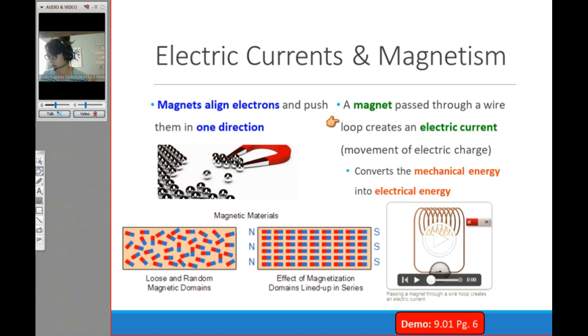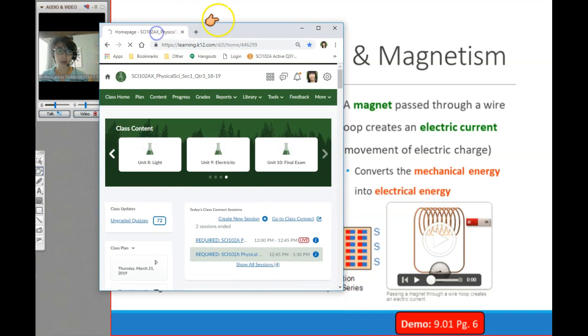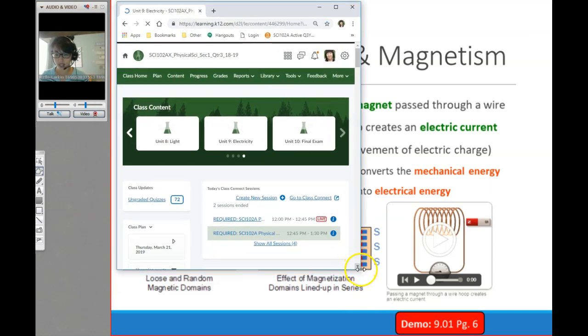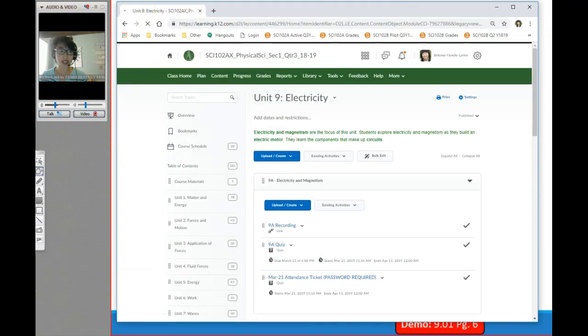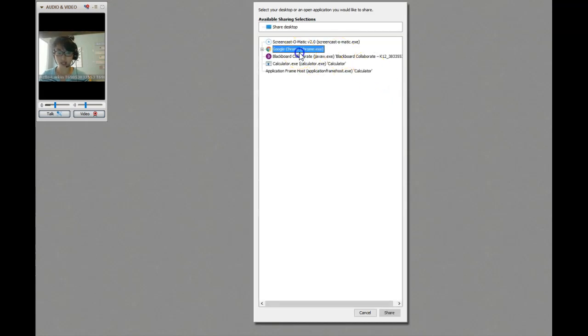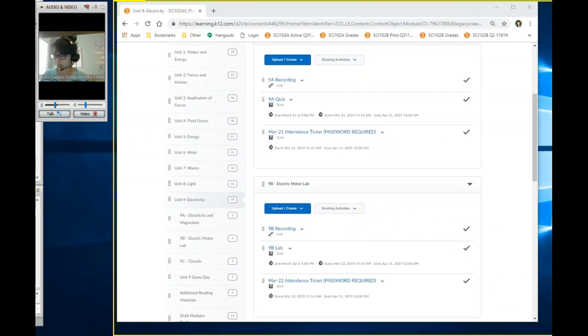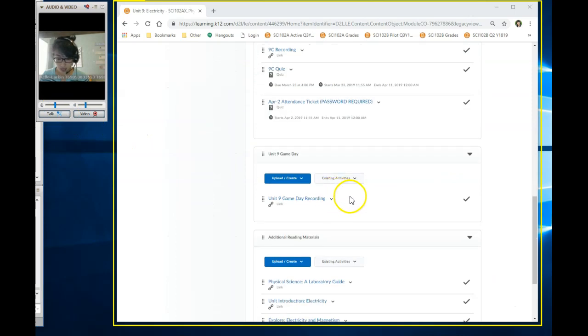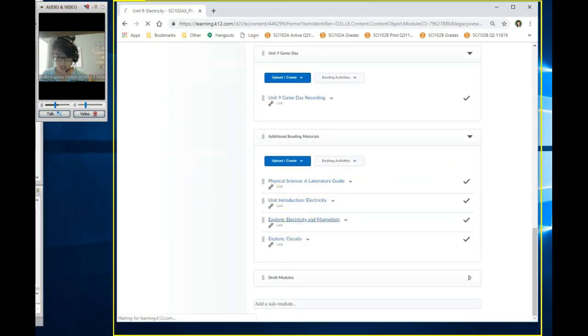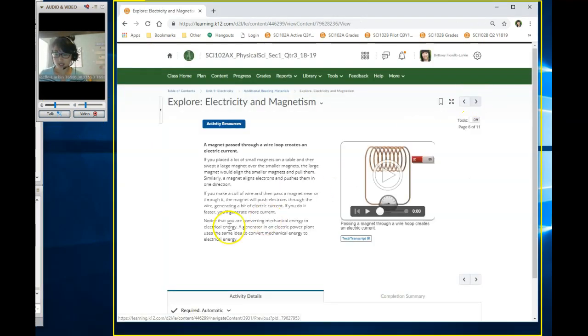Let me go ahead and share this with you. This is going to be underneath your additional reading materials, which you always have access to. I don't know how many of you take a look at them, but there are some interesting things in there. So let me show this to you. Let's take a look at this. So, electricity and magnetism. Here we go.